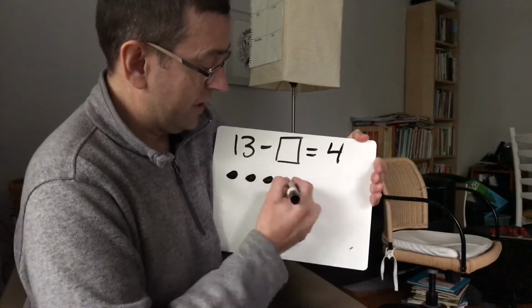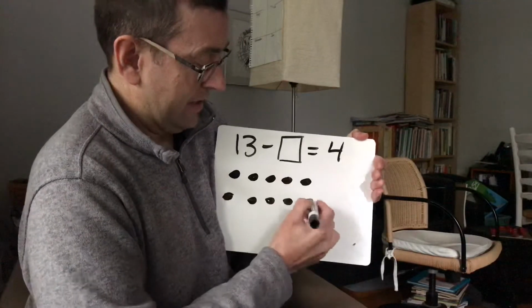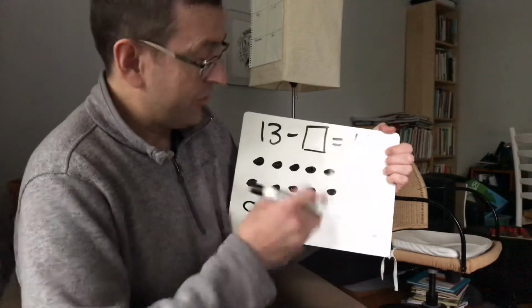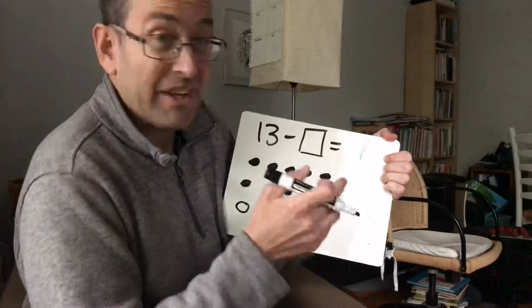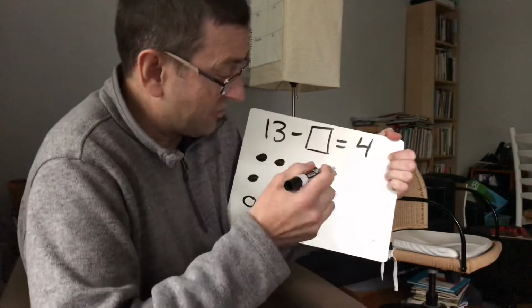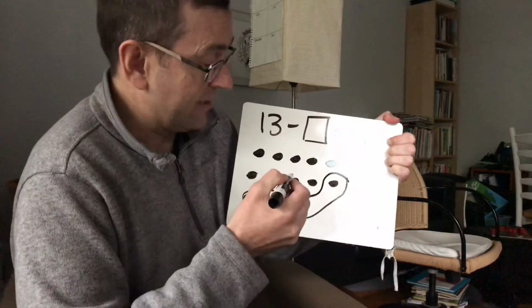1, 2, 3, 4, 5, 6, 7, 8, 9, 10, 11, 12, 13. I got my 5-group drawing. So I got 13 grapes. I take away some of them. I don't know how many to take away, but I do know that 4 are left after I take some away. Oh, look at that. 4 are left after I take some away.